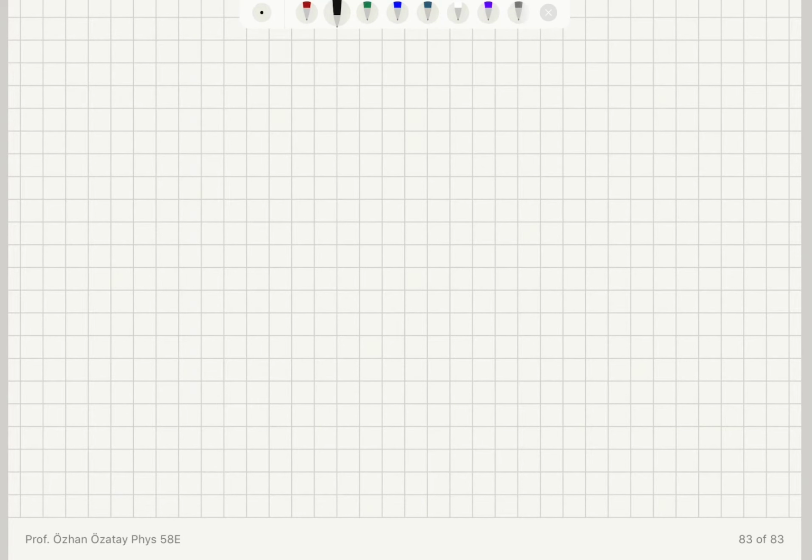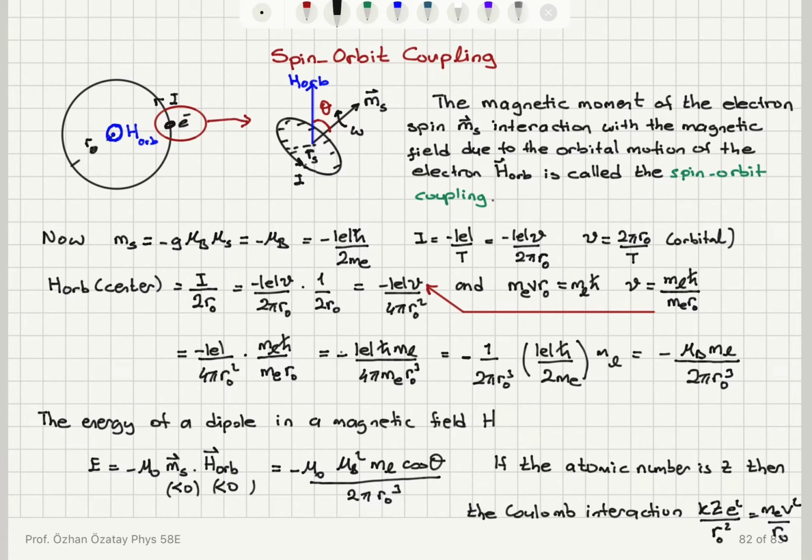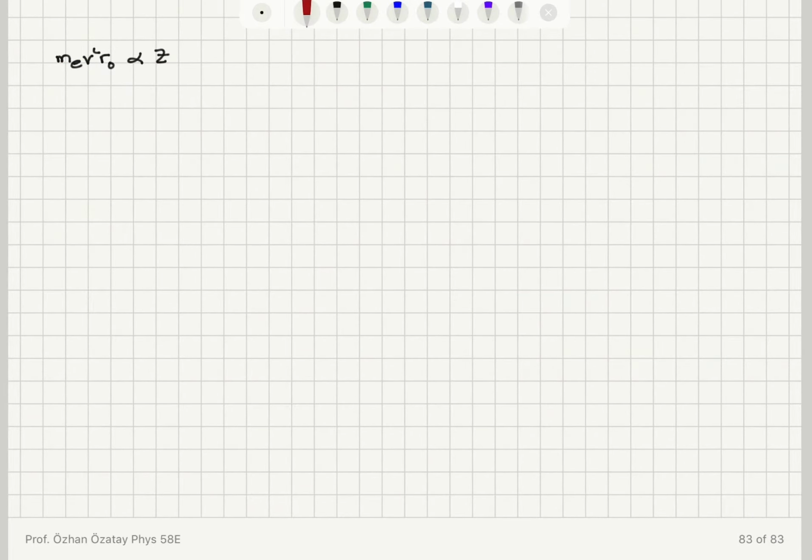So we can see that because of this, v squared r orbit is proportional to Z, the atomic number, because I have cancellation of one of the r's here, and v squared r is kZe squared. k is 1 over 4 pi epsilon 0, it's a constant. The electron charge is a constant, and it's proportional to Z.